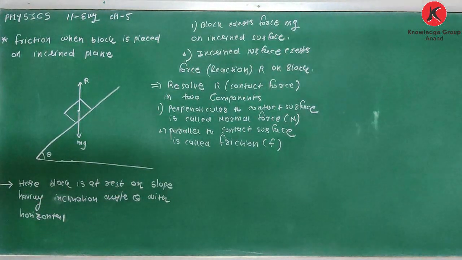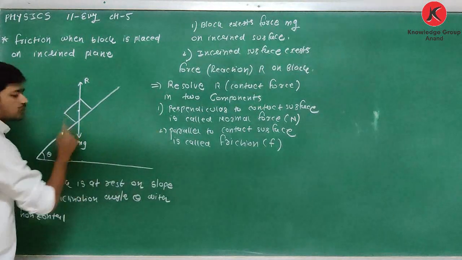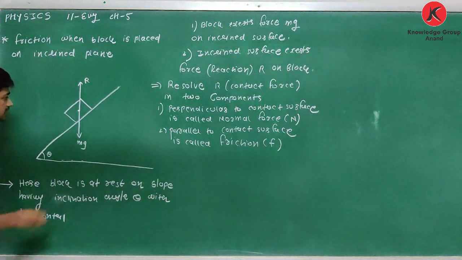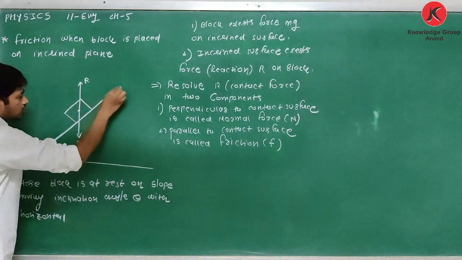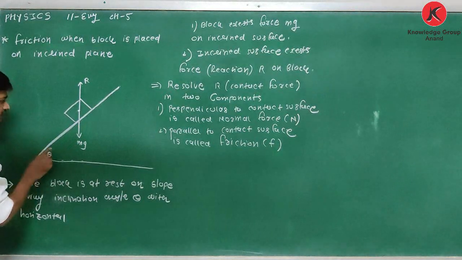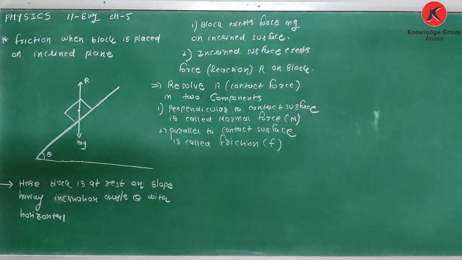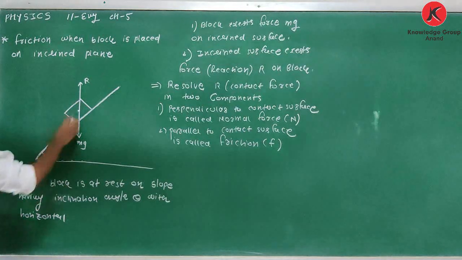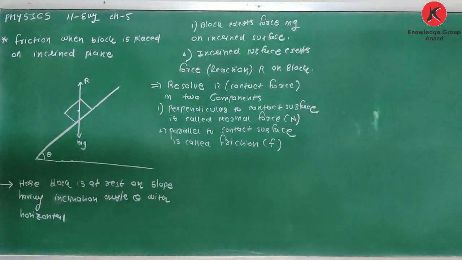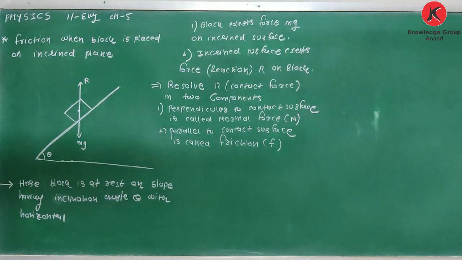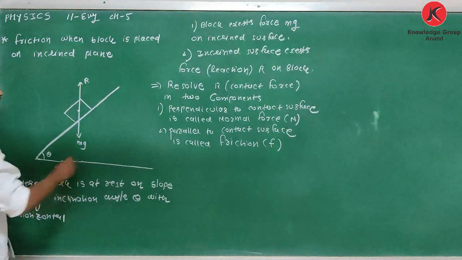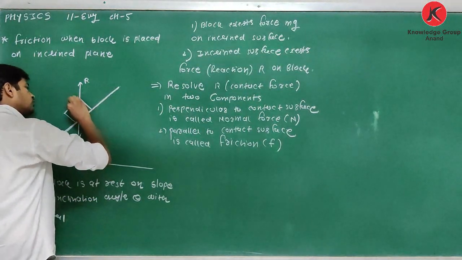Now see how to indicate these two components in the figure. Take care about this. Here it is called the contact surface. It is R. You have to resolve this R into two components: one parallel to the contact surface, one perpendicular to the contact surface. Perpendicular to the contact surface means like this.